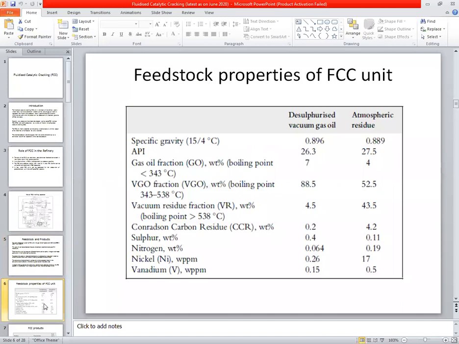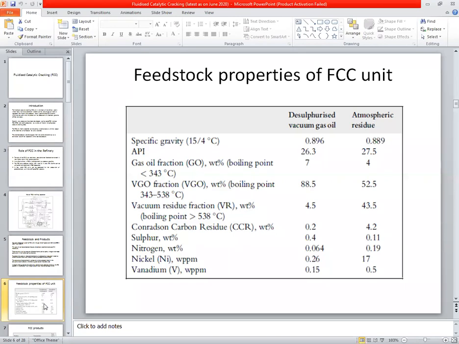Now the MTBE's full form is methyl tertiary butyl ether. E stands for what? Ether. Methyl tertiary butyl ether. That is an additive to increase the octane number.